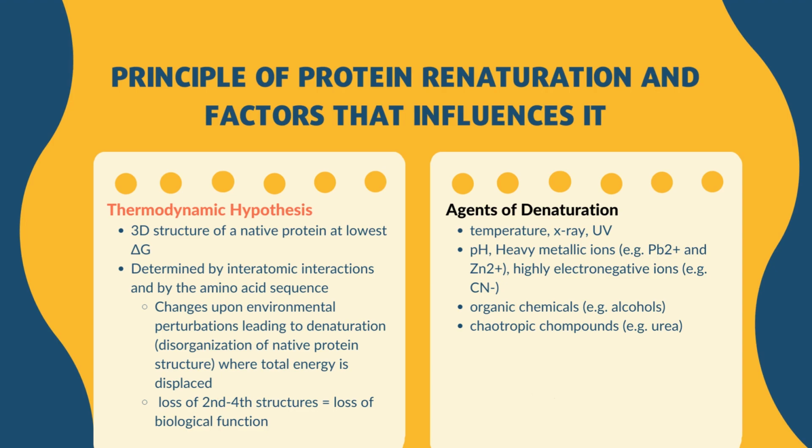But aside from these two, other physical and chemical agents of denaturation include X-ray, UV, heavy metallic ions such as lead and zinc ions, and highly electronegative ions like cyanide, organic chemicals, and chaotropic compounds like urea. For instance, metallic ions can form ionic bonds with the carboxyl group, while highly electronegative ions can form ionic bonds with protonated residues. This can disrupt the ionic bonds within the protein. Metallic ion salts can also disrupt disulfide bonds due to their high affinity and attraction for sulfur.